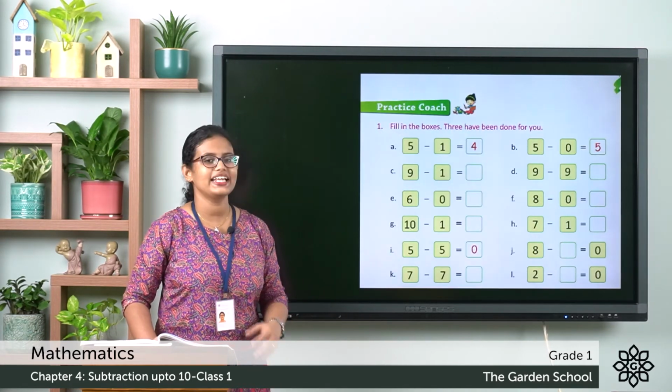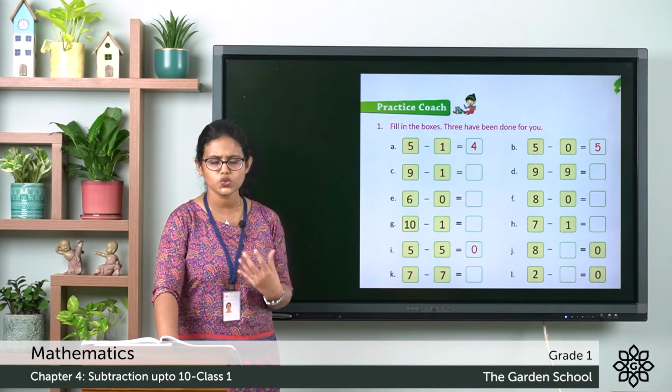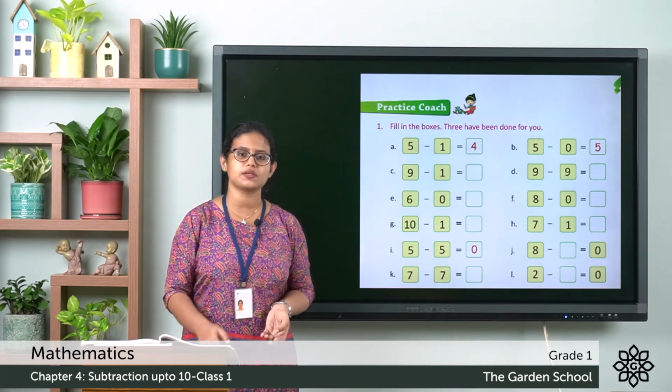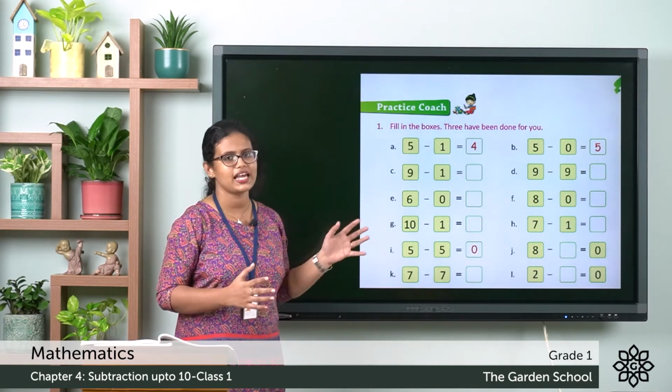So moving to the next one, page number 53. So we have learnt subtracting 1, subtracting 0 and subtracting the same number. So based on this, let's do this exercise.